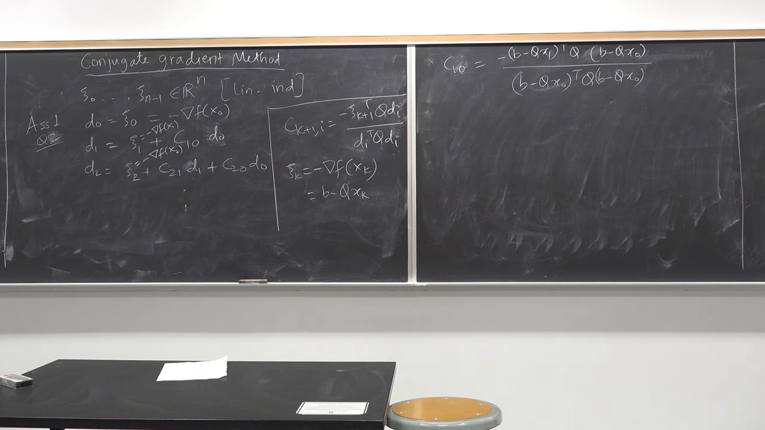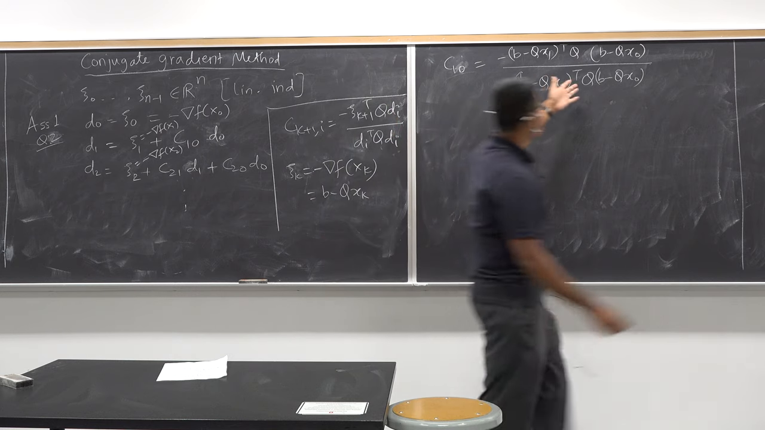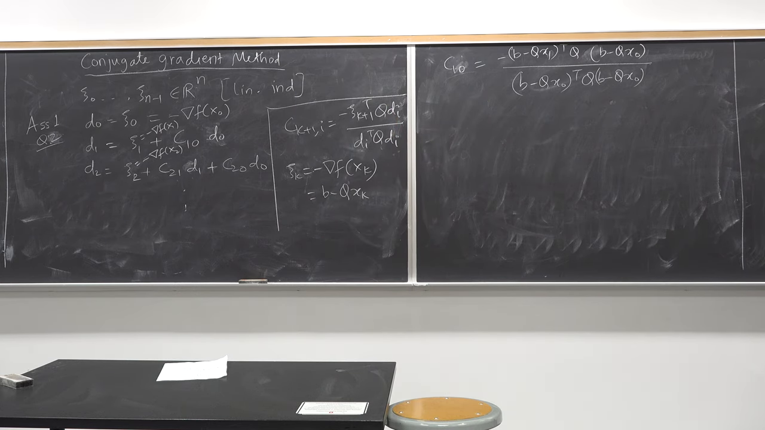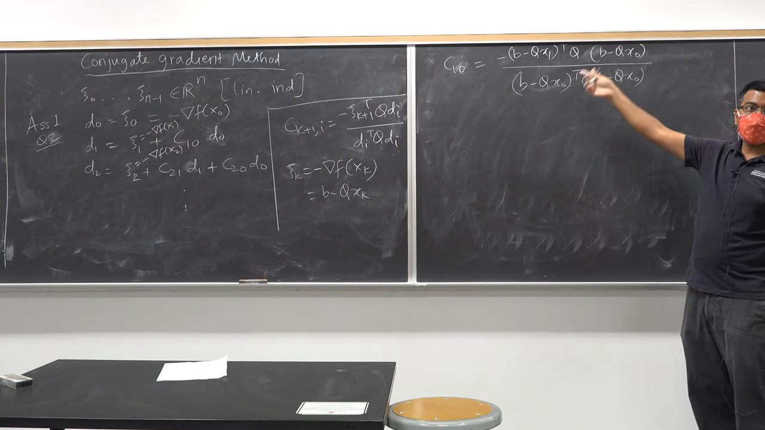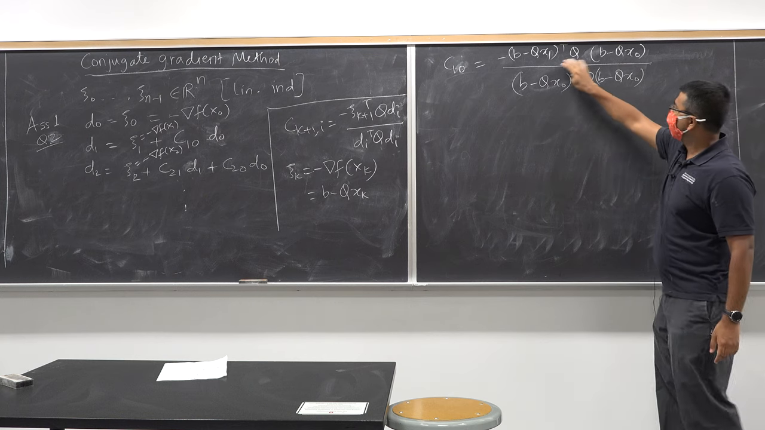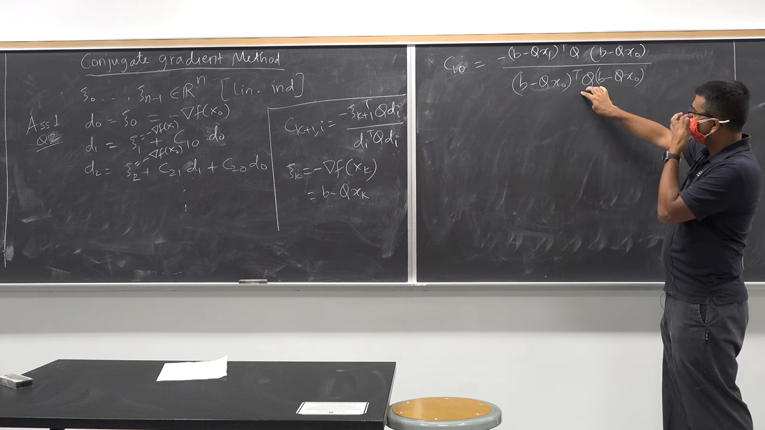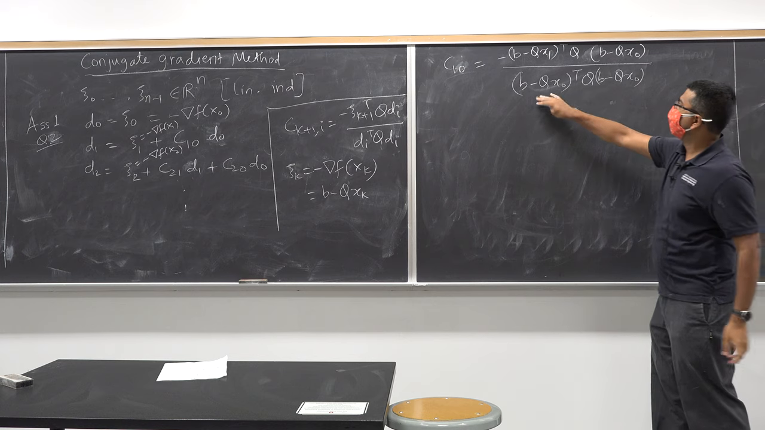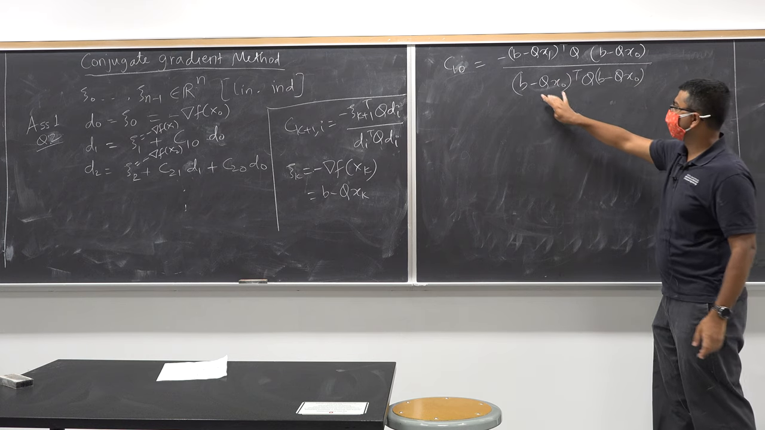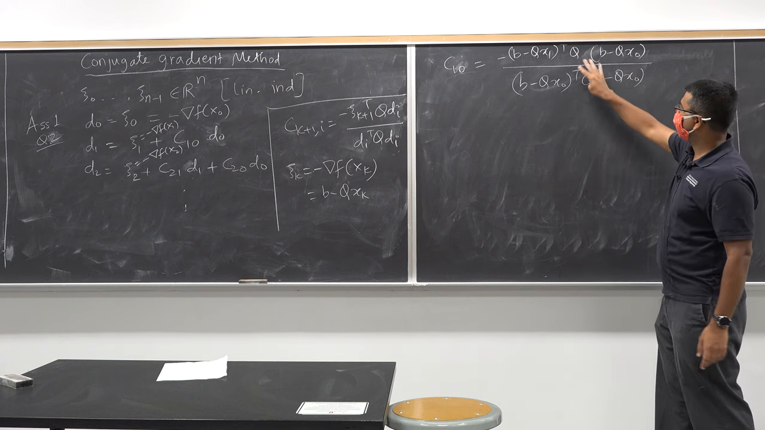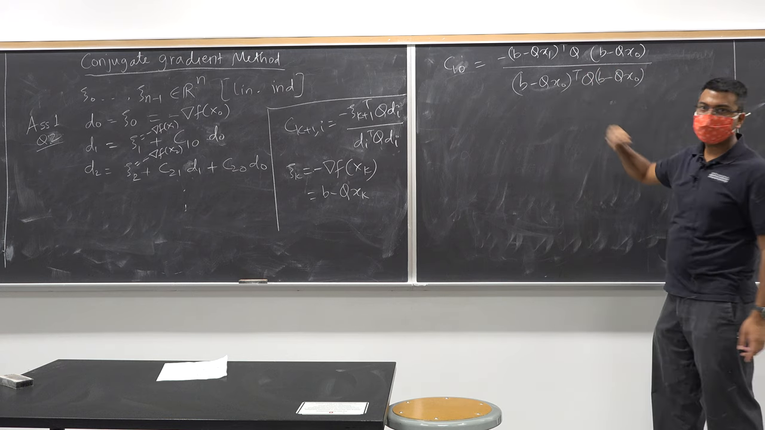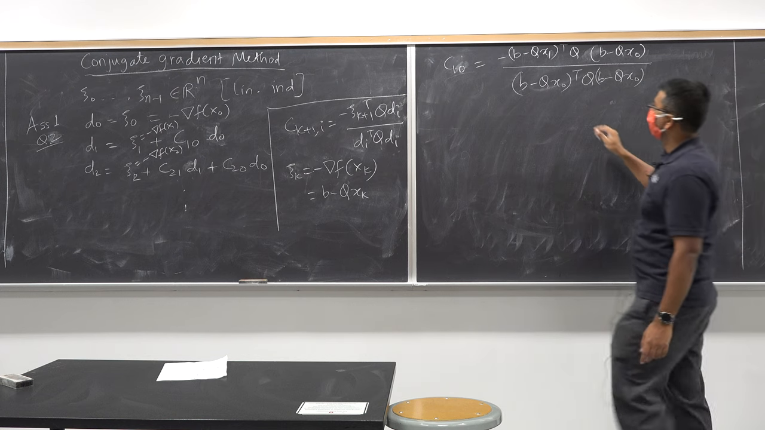After a lot of algebra, my question was, does this seem like a complicated operation? Not really, because I have to compute the gradient and I can just store it in the memory. And then this is just a matrix multiplication. Even though I'm writing a lot of pluses and minuses, these are actually vectors that are already stored in the memory. Then I just have to do the matrix multiplication, and I'm done.